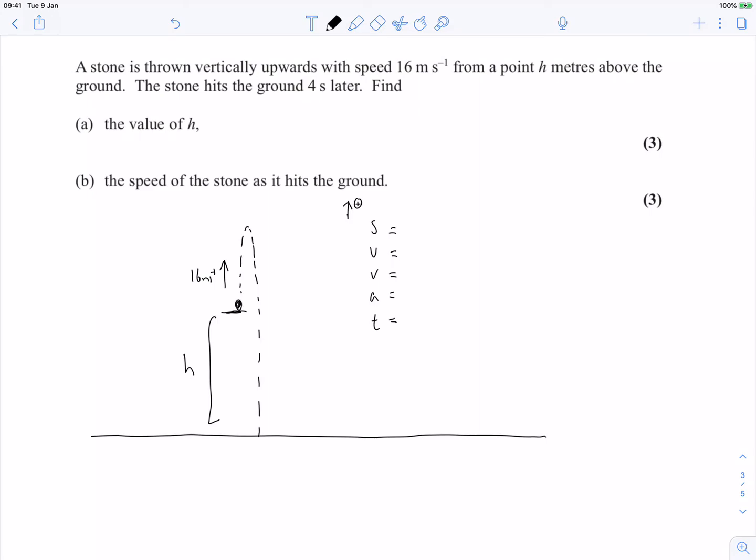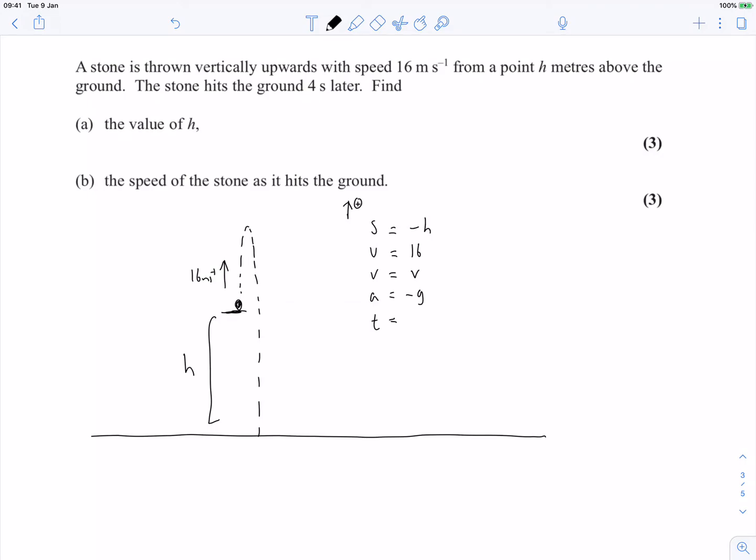Well, the net displacement is going to be minus h, because if 0 is here, it goes up to a point, then goes back down. So that's 0 displacement, and then it falls h meters down. What's the initial speed? Well, it's 16 meters per second up. What's the final velocity? I don't know, so I'll just leave it as V. What is acceleration? Minus g. It's g working downwards. Now, the acceleration isn't always minus g.